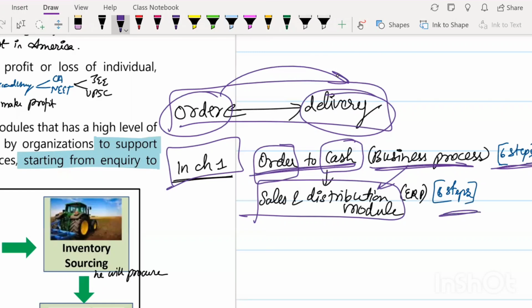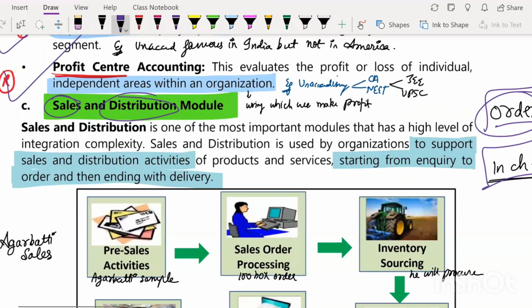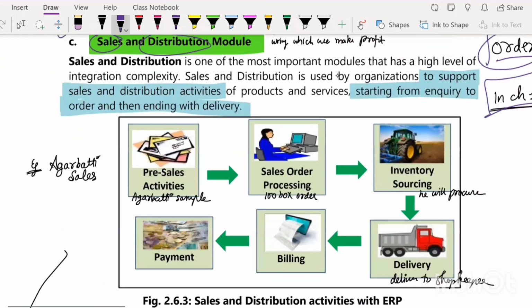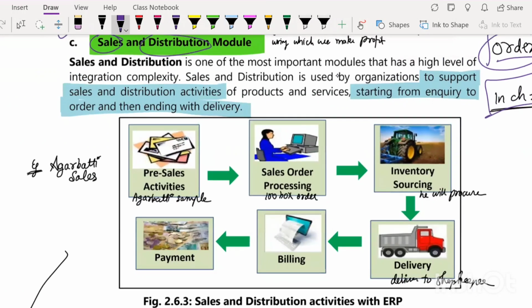In this also you have 6 steps. Now what are those 6 steps we are going to study? But before that, we'll study that this sales and distribution module is there to support your sales and distribution activities, which start from inquiry, that is your order placement, and end with delivery. So here what happened, usually you would have seen.